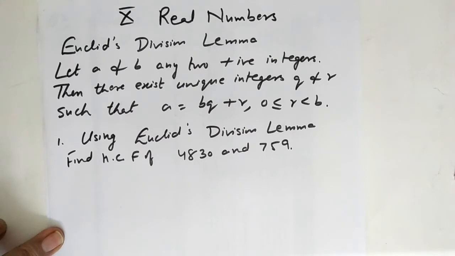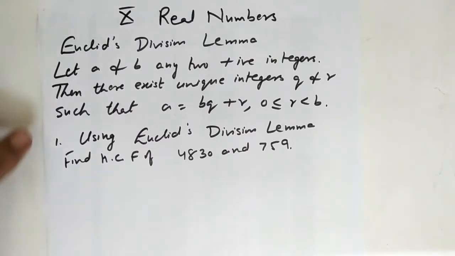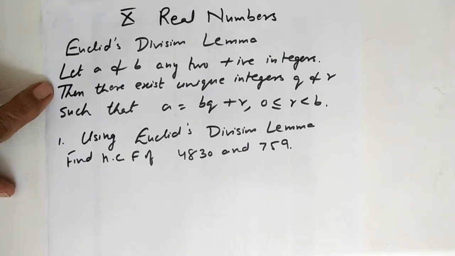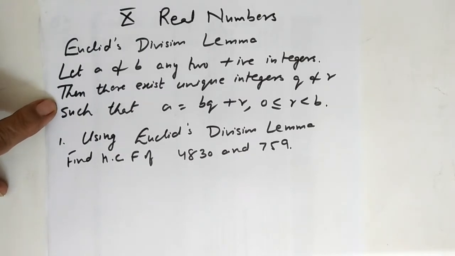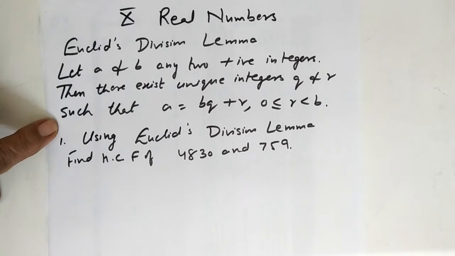You know Euclid's division lemma: let a and b be any two positive integers. Then there exist unique integers q and r such that a is equal to bq plus r, where r lies between 0 and b. It can be equal to 0 also.